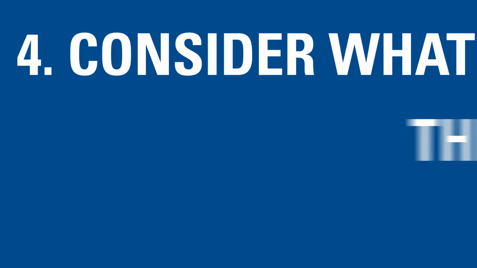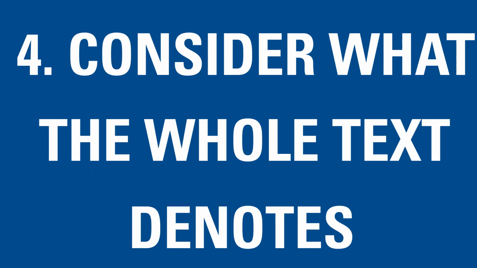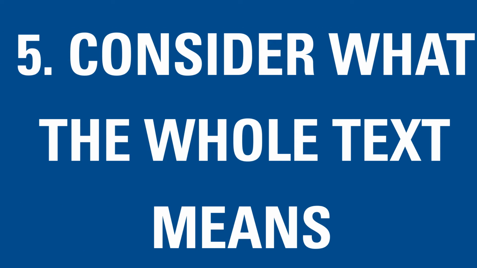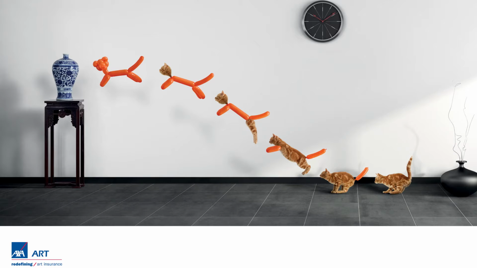Fourth, we should then consider what the text taken as a whole denotes. Again, denotation is pretty straightforward. Fifth, and finally, we should consider what the text as a whole means. What is the ad trying to communicate through the use of signs? Now, let's try this out on an actual example.